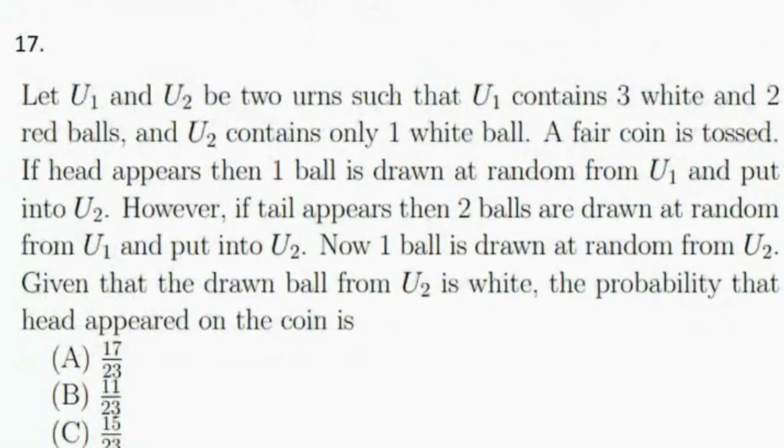Next question talks about two urns, U1 and U2. This is a very well-known problem in statistics, the urns and balls problem. U1 contains 3 white and 2 red balls, and U2 contains only 1 white ball. A fair coin is tossed. If head appears, a ball is drawn from U1 and put into U2. If tail appears, 2 balls are drawn from U1 and put into U2. Then 1 ball is drawn from U2. And we need to find the probability that head appeared on the coin, given the drawn ball from U2 is white.